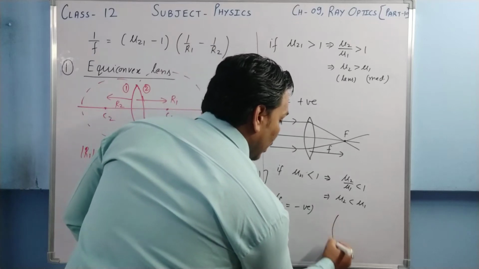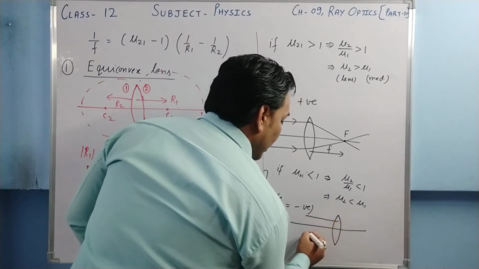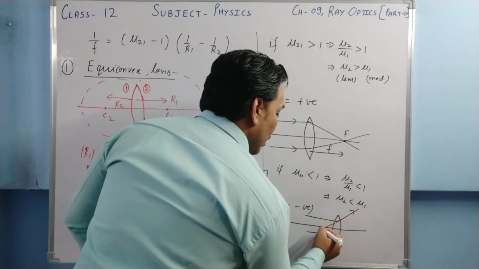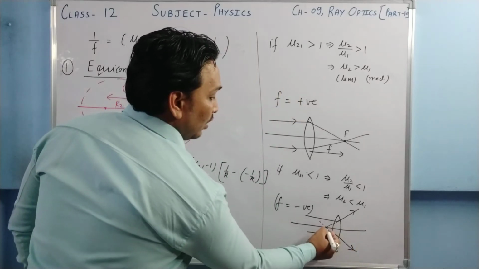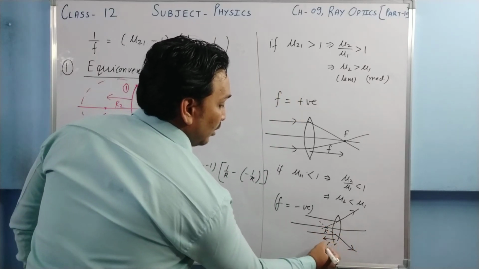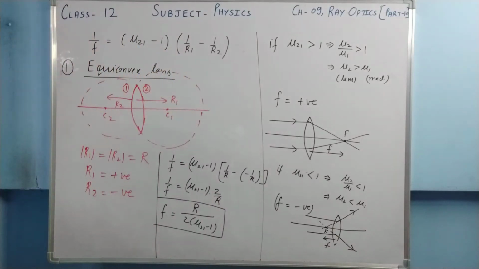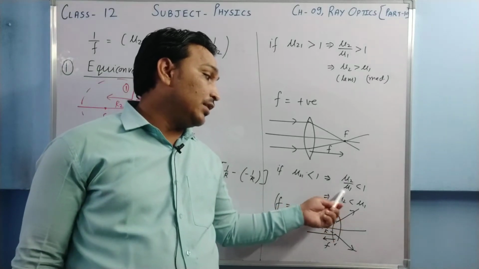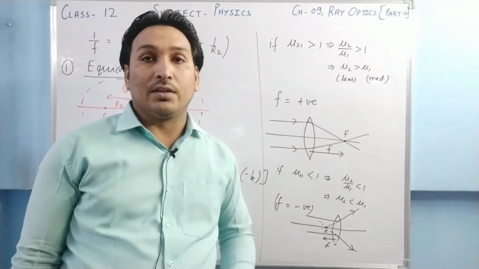So something like this will happen. If a ray of light is going like this, it will go this way. Somewhere here the light will be, and focus will be directed this side, and that's why it is going to be negative, when the refractive index of the material of the lens is less than the refractive index of the surrounding.